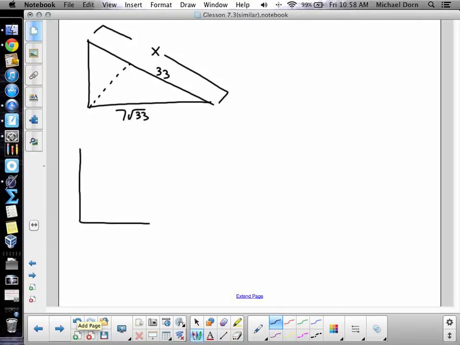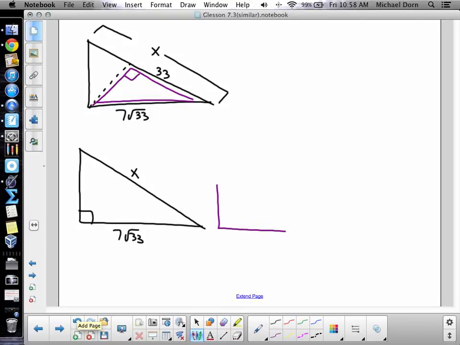Large outer triangle. Right angle. Don't know this side. I know this side is 7 root 33. I know the hypotenuse is x. Second inner triangle. Okay. Going to reorient it so it's the same way as the large outer triangle. Right angle, hypotenuse is 7 root 33. Short leg is unknown, long leg is 33.